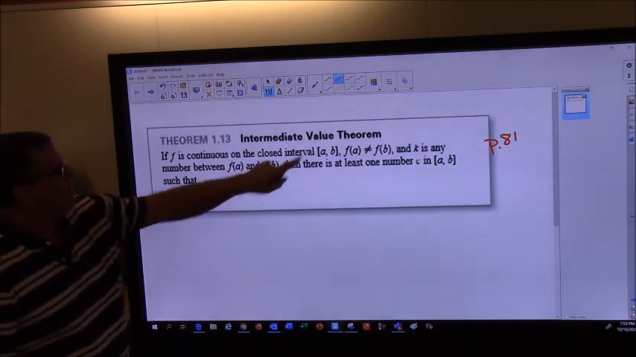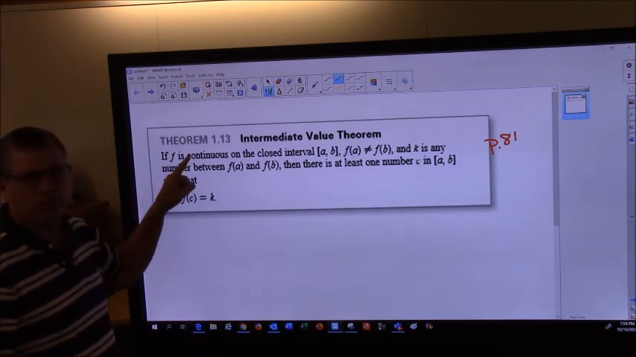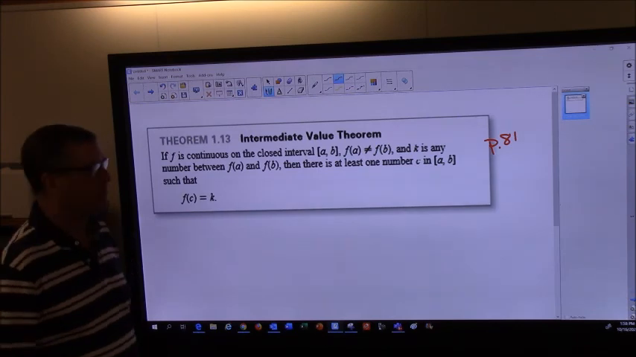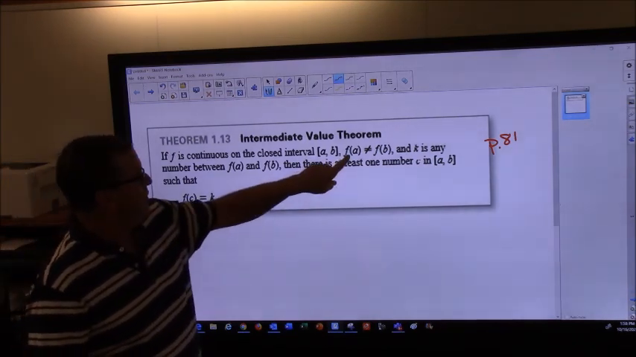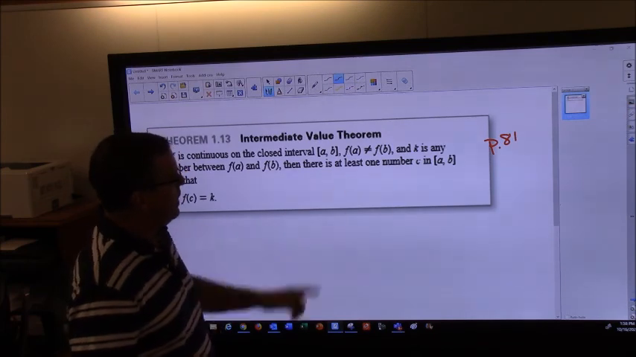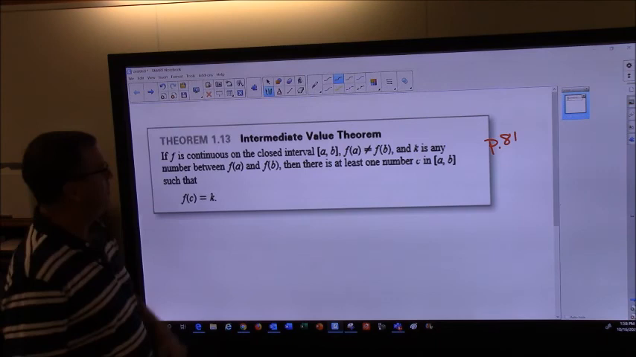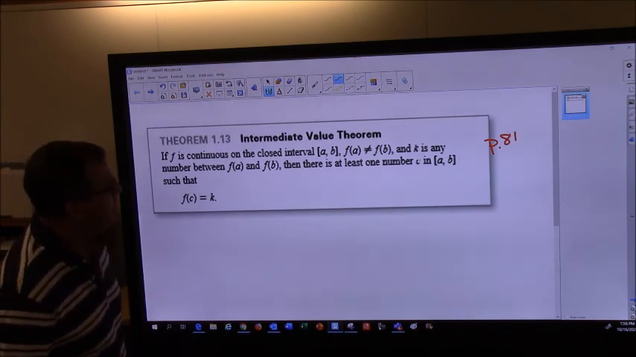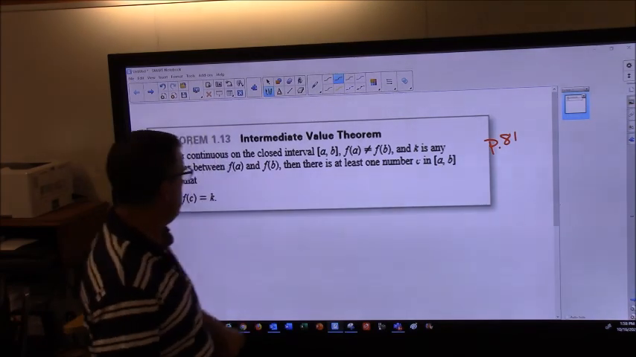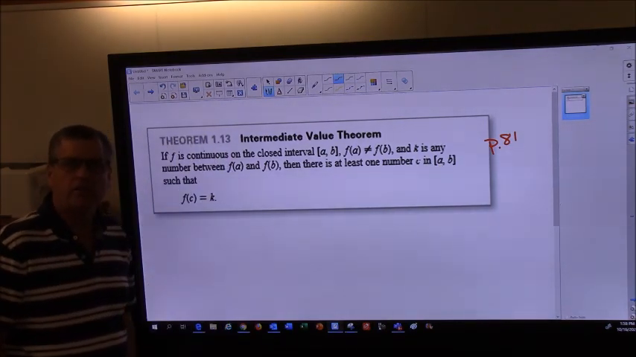So the intermediate value theorem says this. It says if f is continuous on the closed interval a to b, and f of a does not equal f of b, and k is any number between f of a and f of b, then there is at least one number c in the interval a to b such that f of c is equal to k.